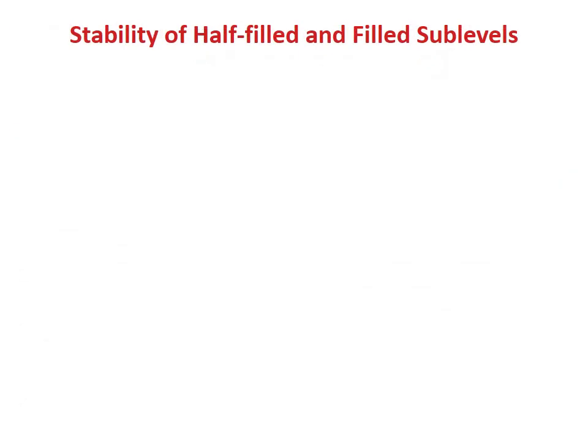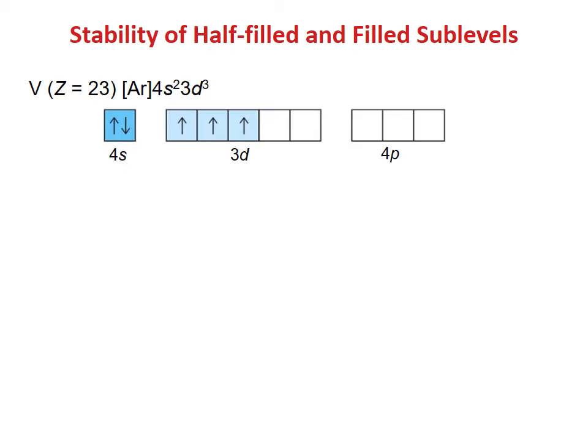Let's look at the 2 exceptions, but first let's look at vanadium. Vanadium has 23 electrons, and the electron configuration starts with argon configuration, and 5 more electrons go to 4s orbital and then 3d. So 3 electrons in 3d orbital. The next one is chromium, 24 electrons, and you would expect the extra electron to just go to 3d orbital.